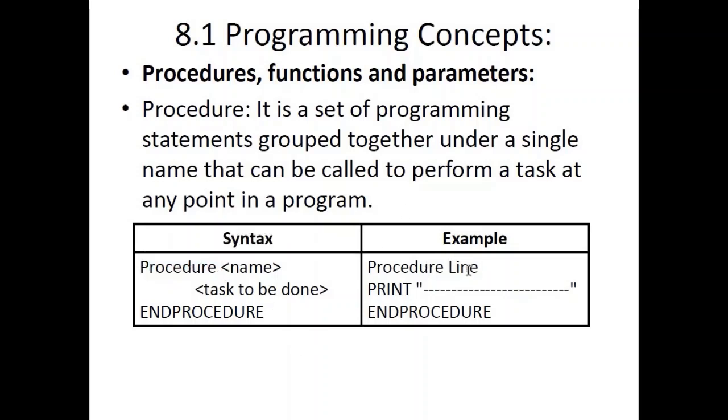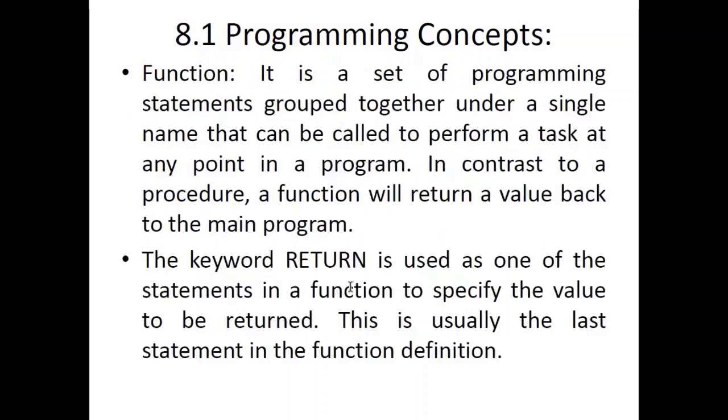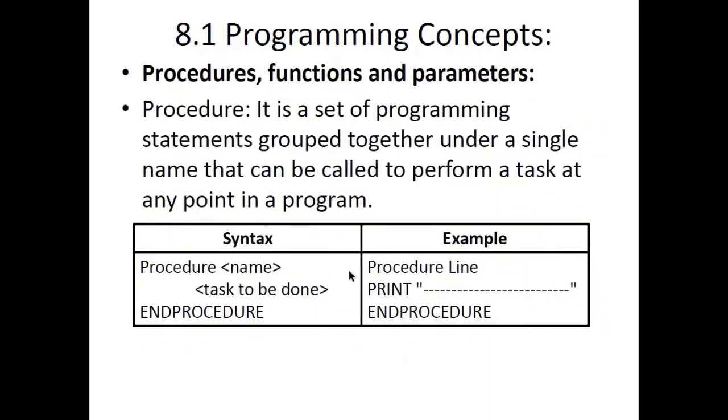For example, PROCEDURE line, and the task to do when this function is called is to print a series of dashes, or these lines, and END PROCEDURE. So whenever you need to print a horizontal line in your program, you are simply going to call it.